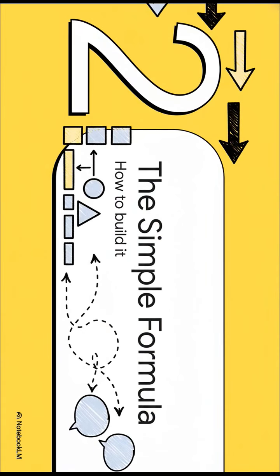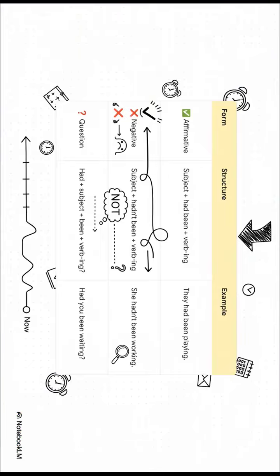Now let's see how that little formula actually builds out into real sentences. It's a super simple recipe, and once you see the pattern, you're going to start seeing it everywhere. The best part is how flexible the structure is. For a regular positive statement, you just follow the formula. To make it negative, you just pop not in there to make hadn't. And if you want to ask a question, you just flip had to the front of the sentence. See? It's the same simple pattern every single time.